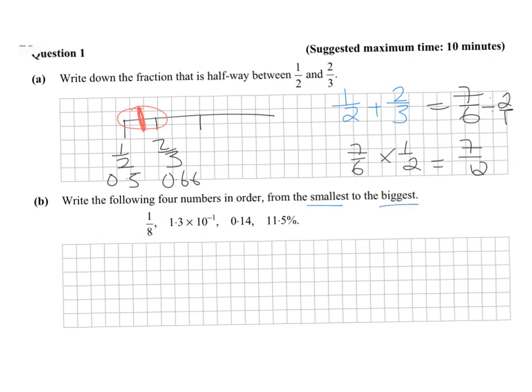Okay, this next one is asking you to put them in order from smallest to biggest. It's calculator work from start to finish. Most people did not realise that 11.5% is 0.115.